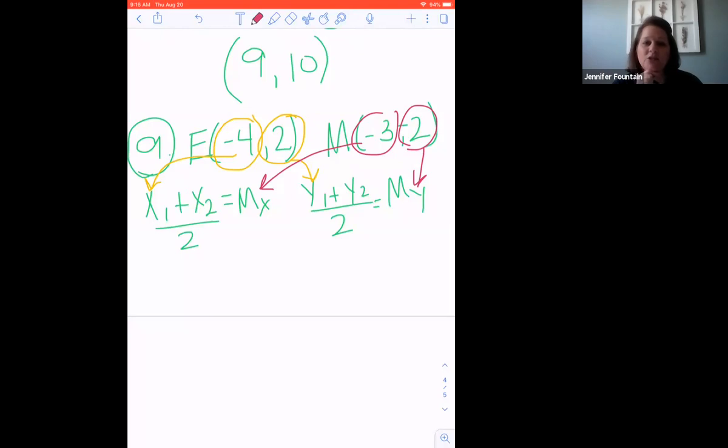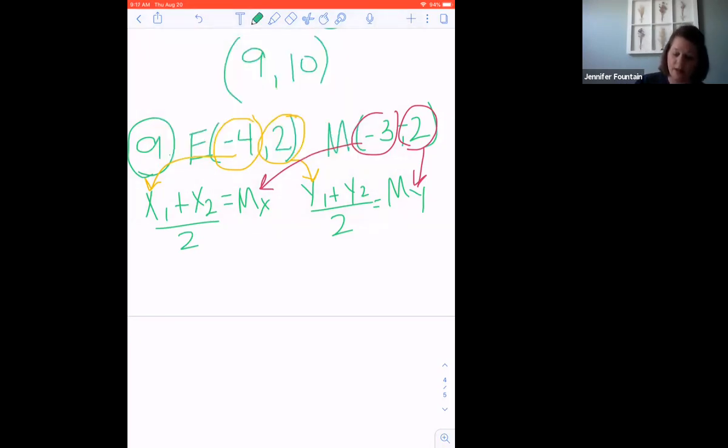Okay, so let's go ahead and start taking a look at this. What I did is with the yellow, I drew arrows so you could see where I'm plugging in these values to the formula. You can see where -4 is going to plug in for that X1 value. 2 will plug in for the Y1 value. Then for my midpoint ordered pair, -3 is plugging in for the midpoint X value, and -2 is plugging in for that midpoint Y value. So now I'm going to rewrite them like that.